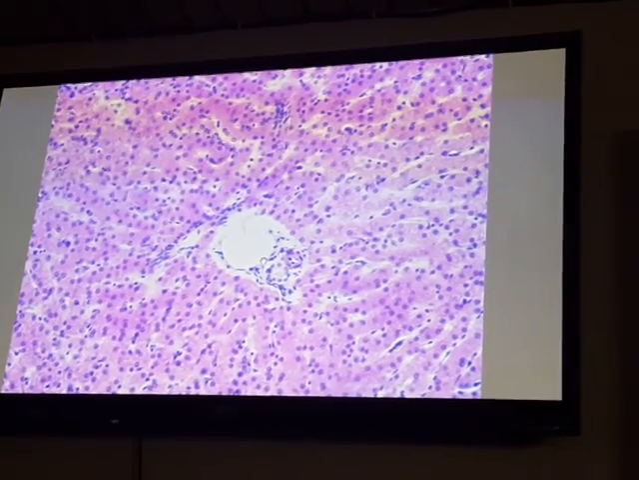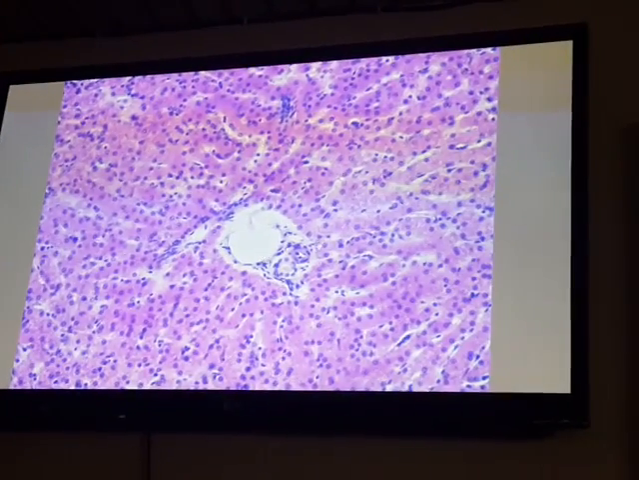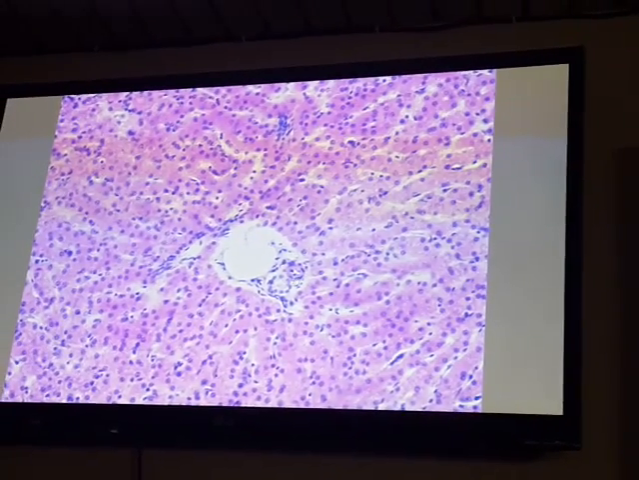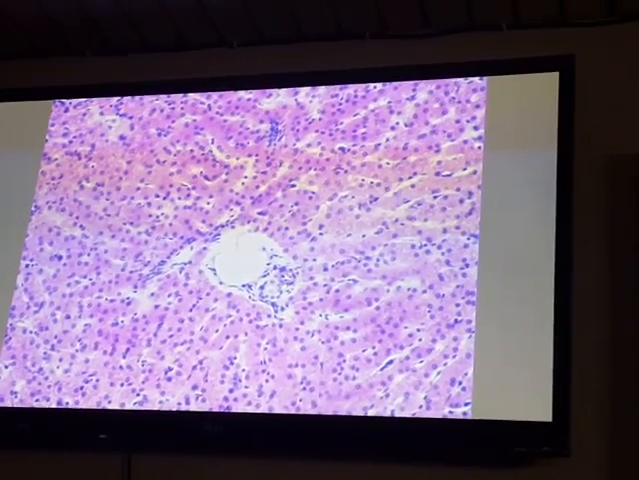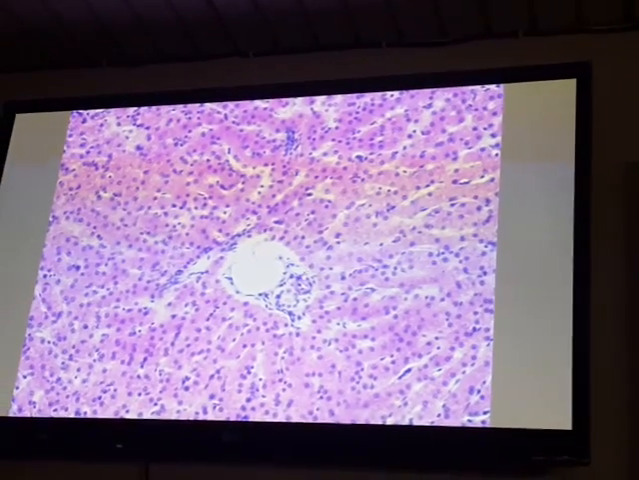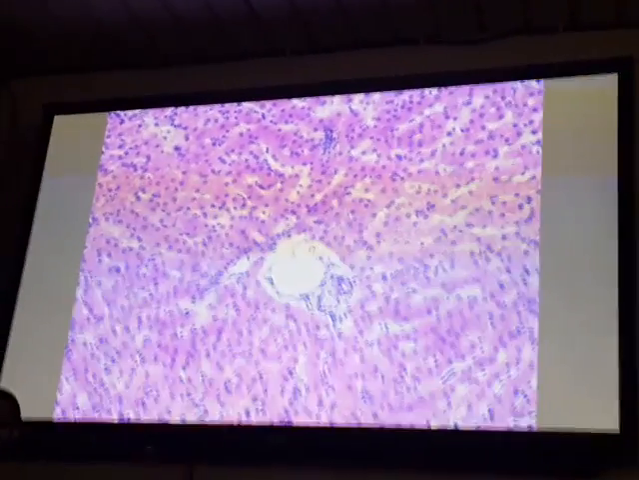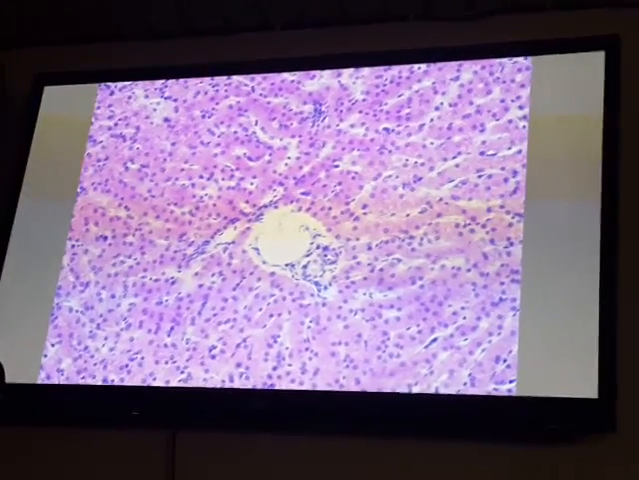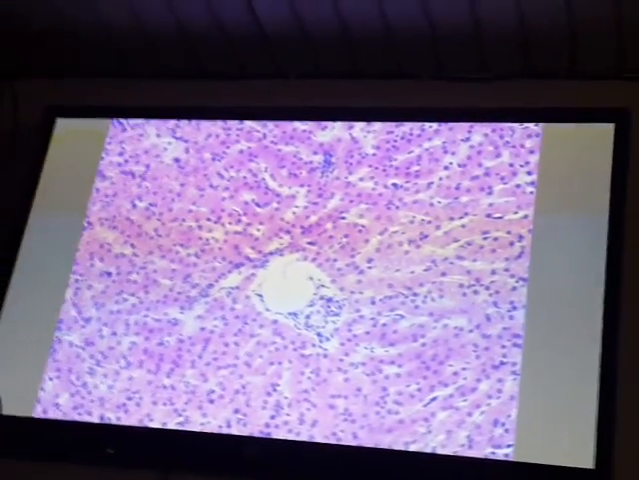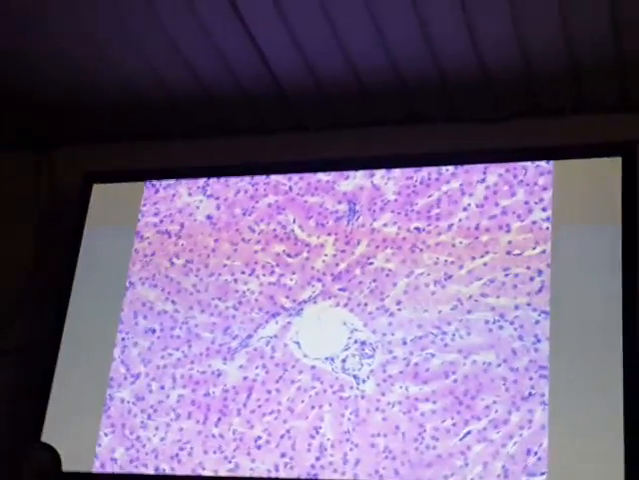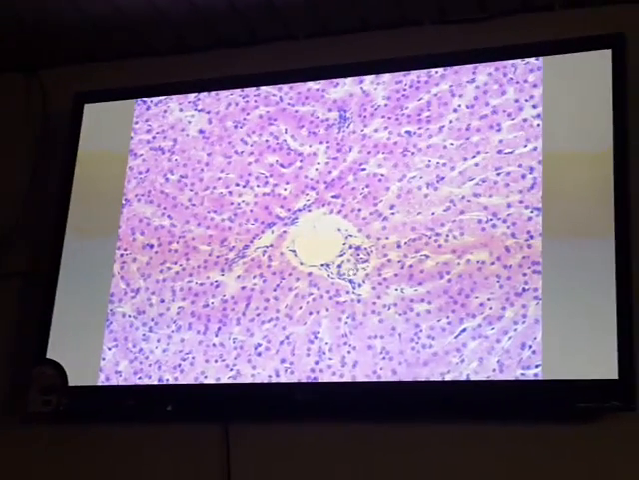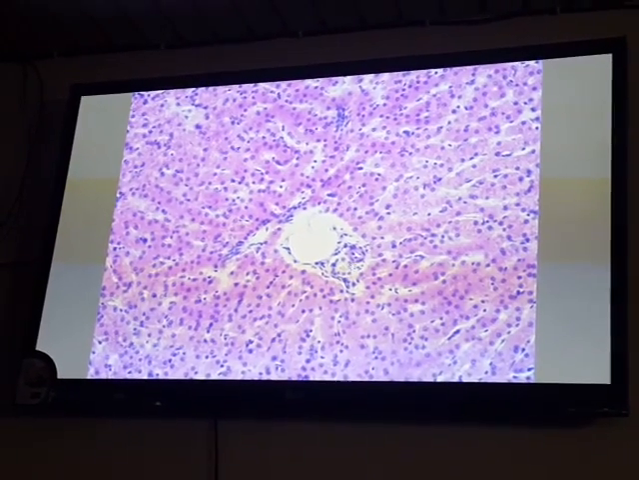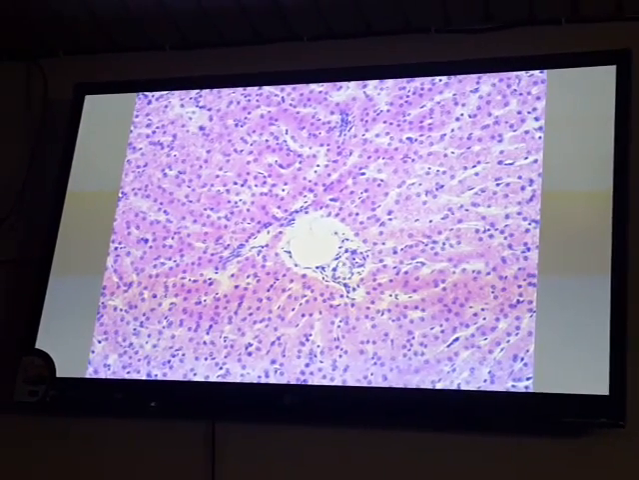In this space, we have 3 structures: an arteriole, a branch of hepatic artery, and a venule, a branch of portal vein, and a bile duct. Bile duct is lined with simple cuboidal epithelium.